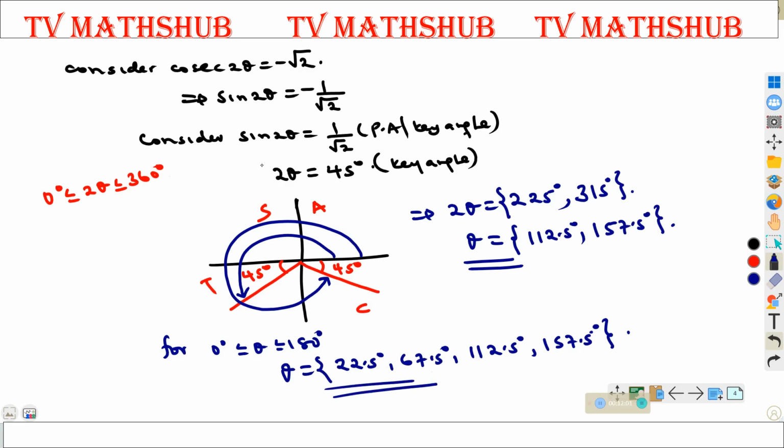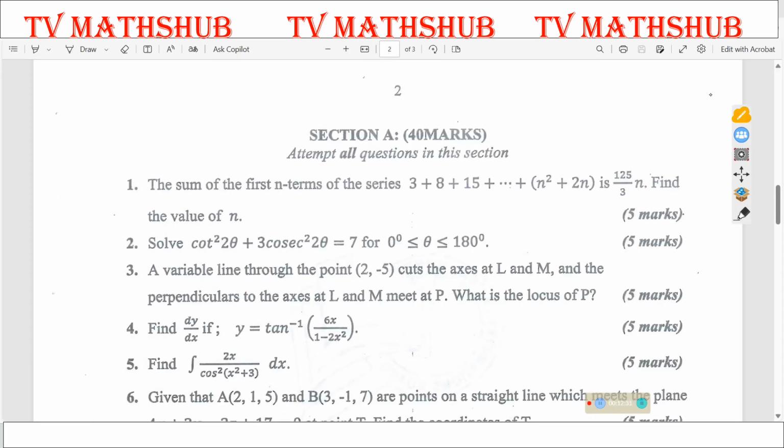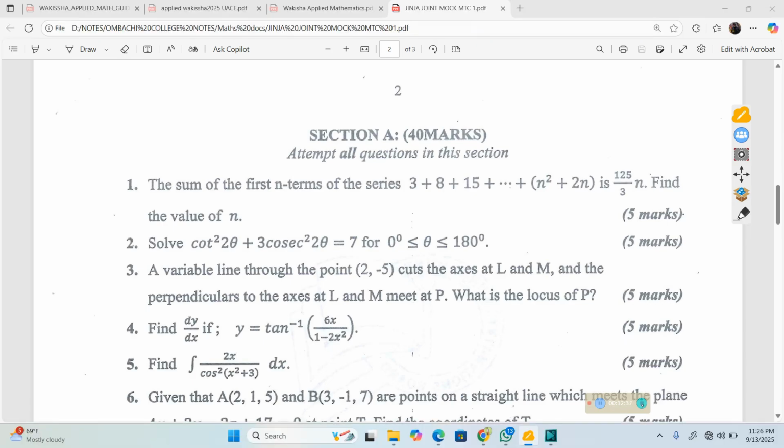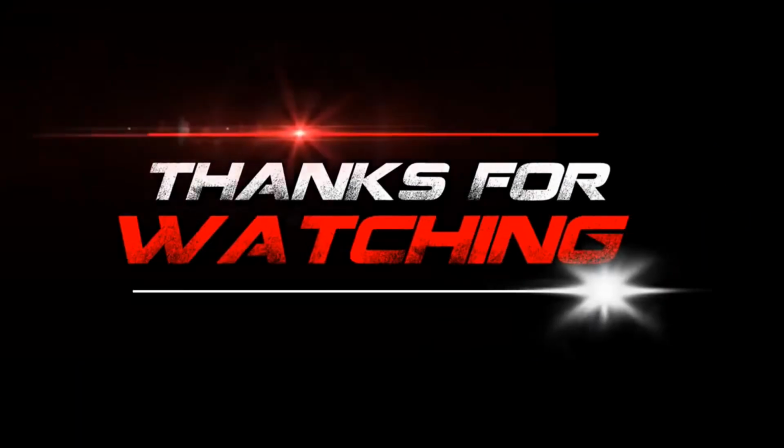So whenever your angle changes, especially if you need the required range as 0 less or equal to theta less or equal to 180, but you happen to find that theta is changing, make sure you get the new range, which will help you to consider all the required angles. And that is basically what was needed for question number 2. So question number 2 for Jinja Joint mock will be answered, and this will bring us to question number 3.